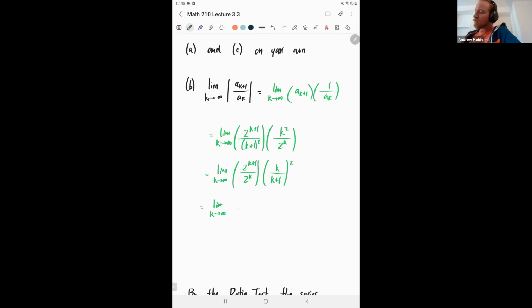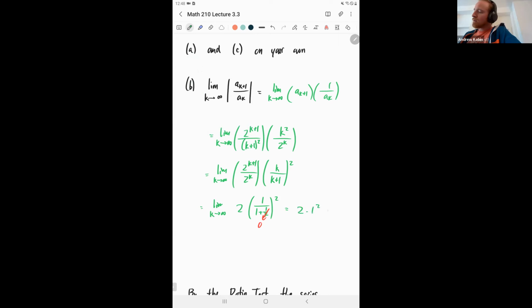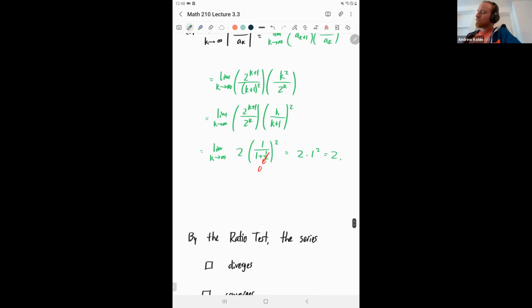I have one more power of 2 on the top than on the bottom. So I just have a 2 here. And here I have k over k plus 1. This is a limit of a ratio of polynomials, so we can divide out by the largest power of k. And I'll leave it squared, but we'll see that this converges. Okay, so the limit as k approaches infinity of this expression, this little bit down here goes to 0. So inside the parentheses, I have just a 1, which gives me 2.